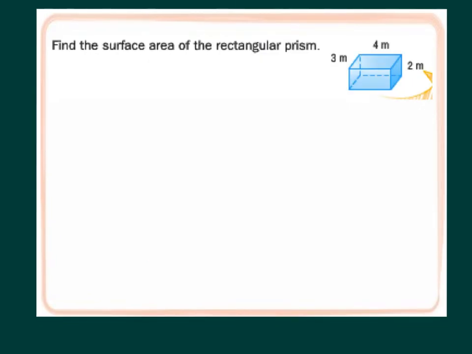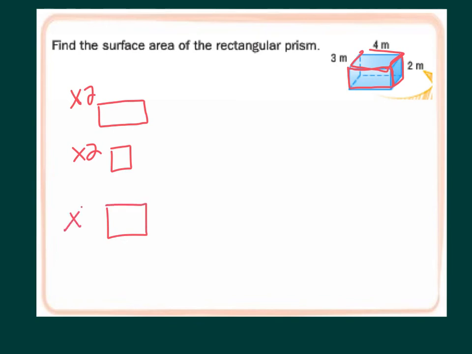Okay, for this problem, I need to find the surface area of the rectangular prism. This time they don't draw out that net for us, they just have it in prism form. So I need to visualize that there's a front and a back. So I'm going to do it times 2, the front and the back. So here's the front, and then there's a back one. I'm going to do the side, and then the other side, so times 2. And then I need to do the top and the bottom, times 2.